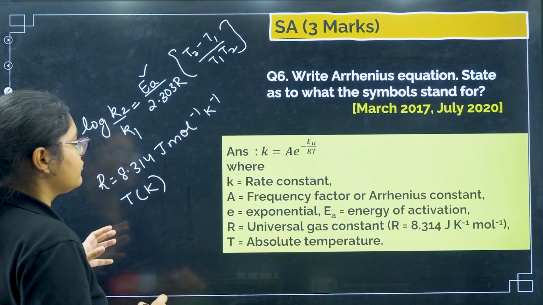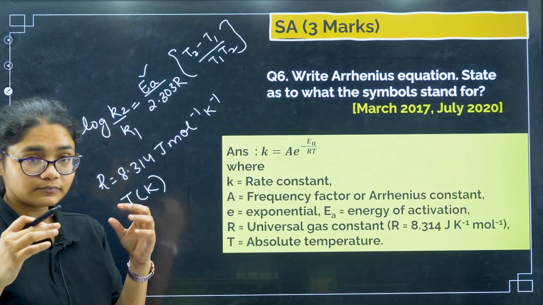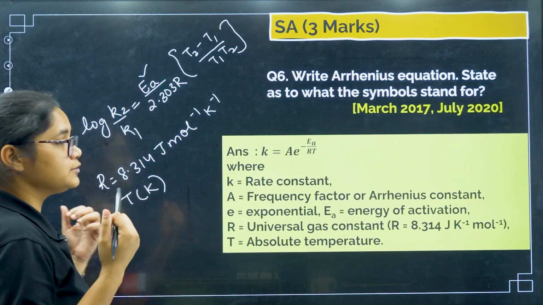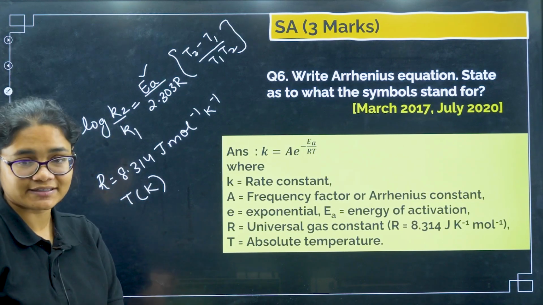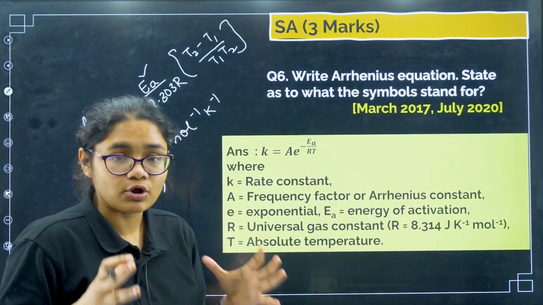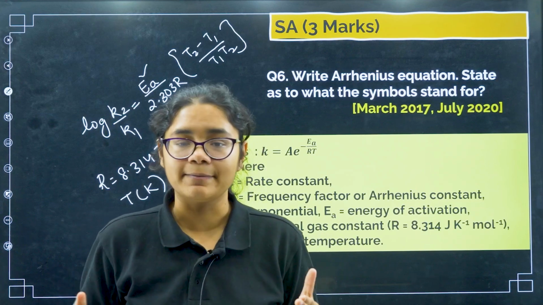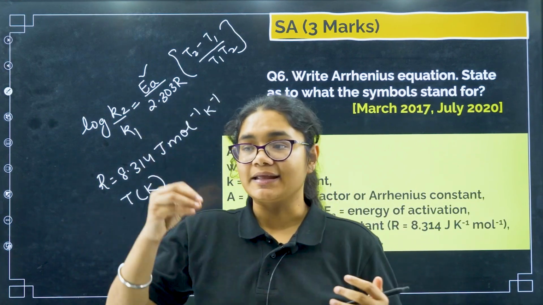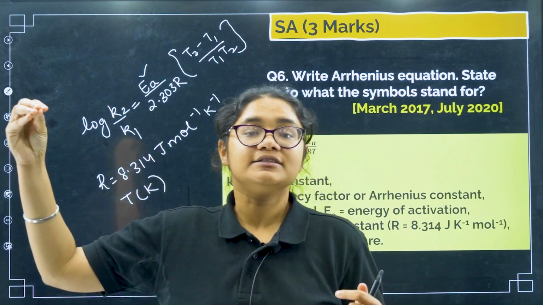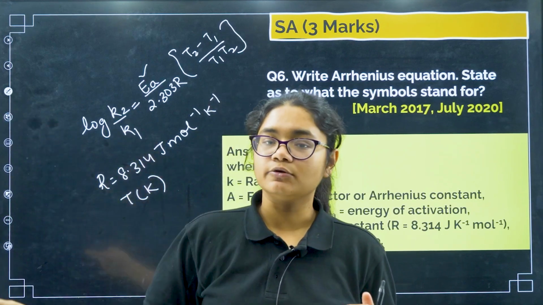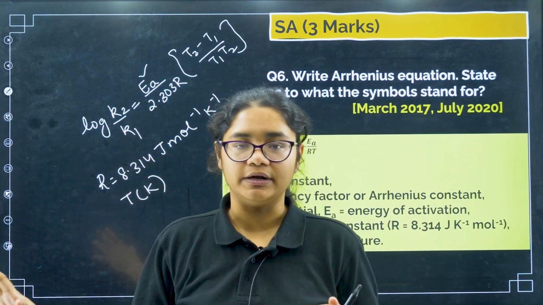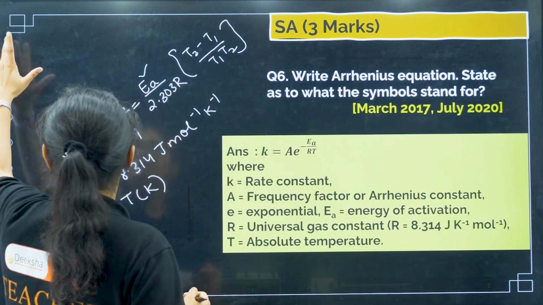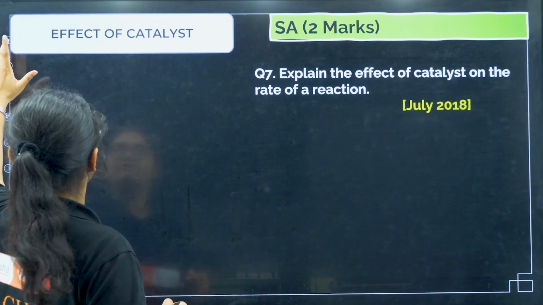Now many students have asked me, I have seen a comment, whether the time that you include in the zeroth order, first order should be in minutes or seconds. If in the question it is not mentioned what the unit of time should be, then you can take any unit. If the question says to calculate the rate constant in seconds or in minutes, then you should give that particular unit. If it is not mentioned, you can do it in any units. Okay. Next, explain the effect of catalyst.